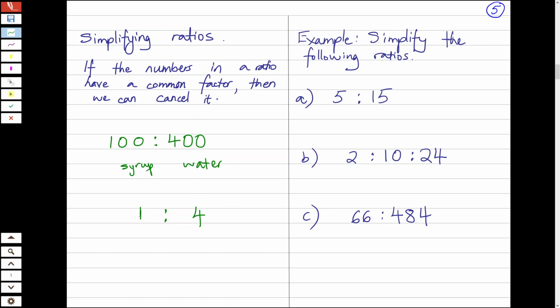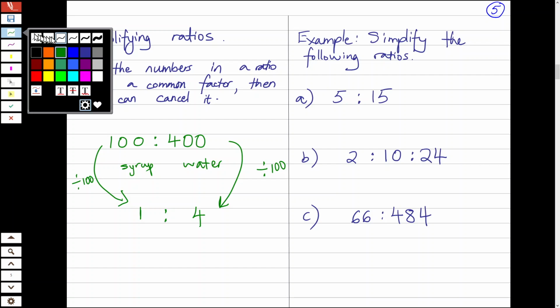So here's the idea. As long as I multiply or divide by the same number on both sides, I'll get the same ratio. What I'm seeing here is I can divide both numbers by 100. As long as I divide by the same number on both sides, I'll have the same ratio.